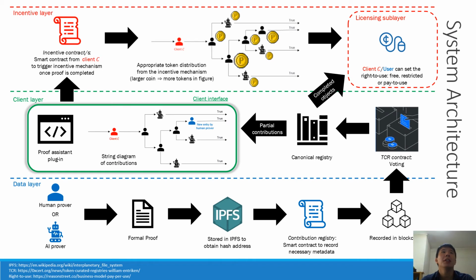So a client or any other user can write a smart contract to trigger an incentive mechanism once the proof has been completed. So appropriate token distribution from the incentive mechanism will be triggered once the whole proof has been completed.